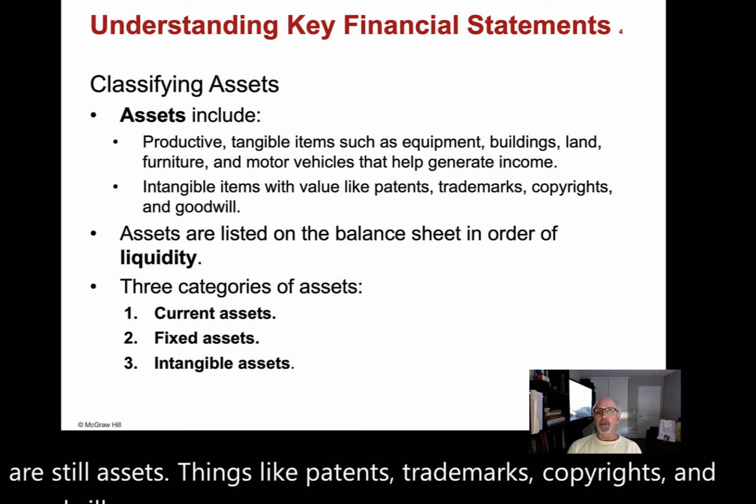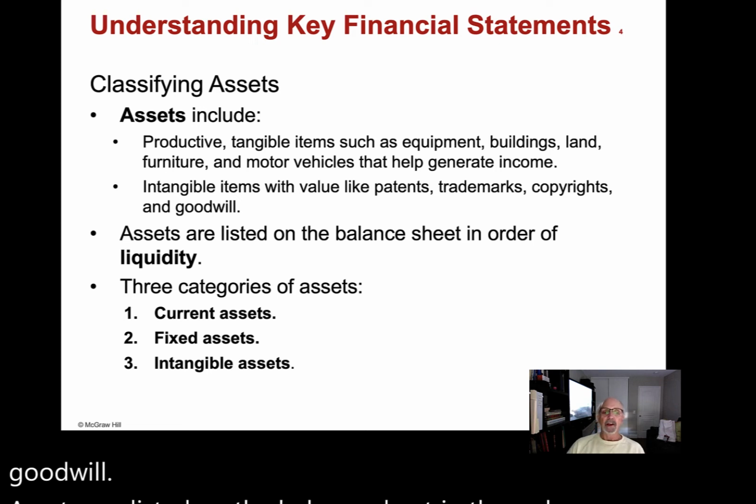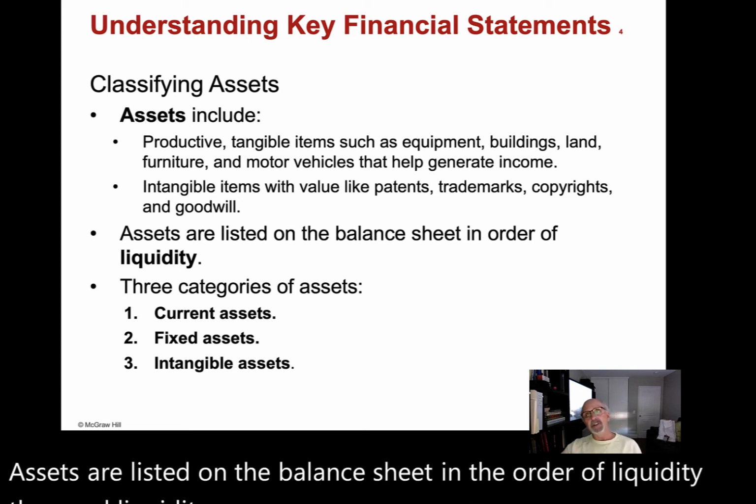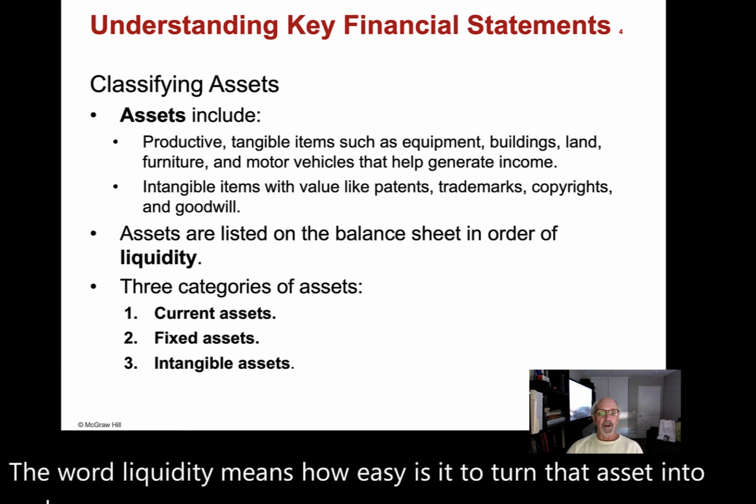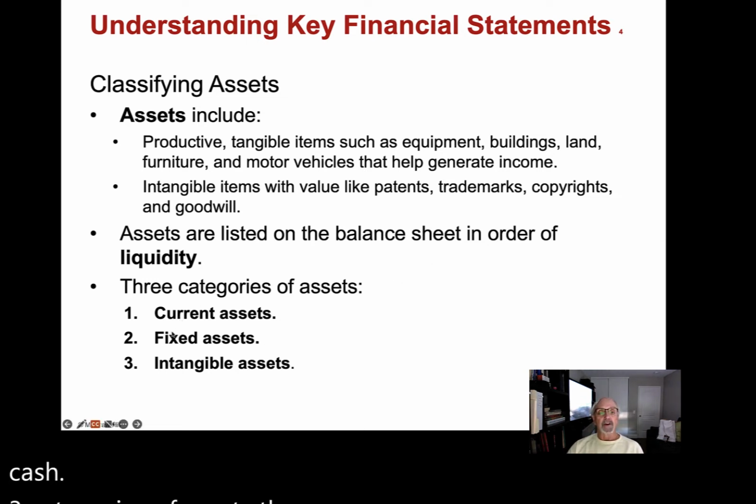Assets are listed on the balance sheet in the order of liquidity. The word liquidity means how easy it is to turn that asset into cash. There are 3 categories of assets. There are current, there are fixed, and there are intangible.